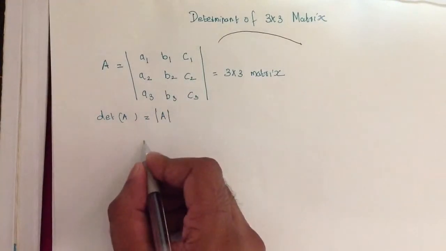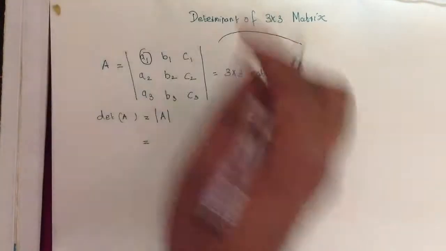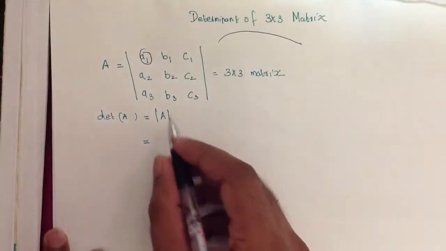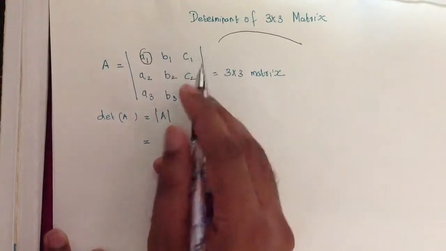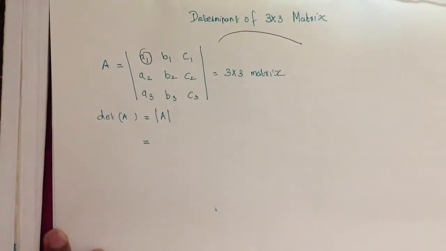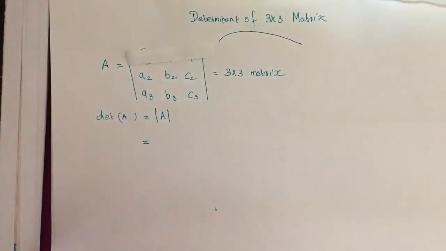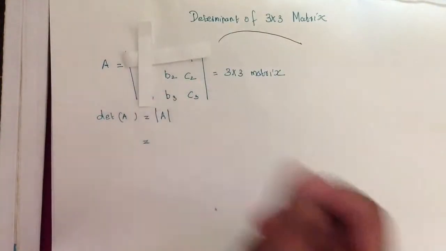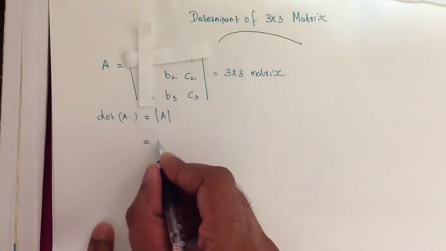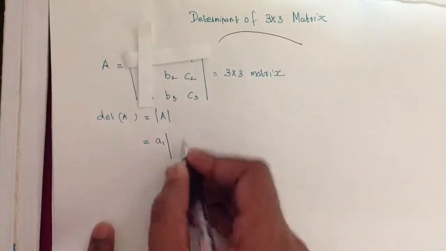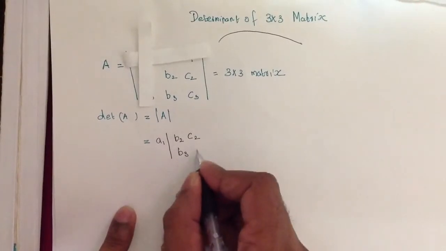So let's start with a1. When you take a1, you have to ignore its row and its column, the first row and the first column. For that, I will use two strips and close them like this and like this. What is remaining? b2 c2 and b3 c3. So I will put a1 times the determinant of b2 c2, b3 c3.